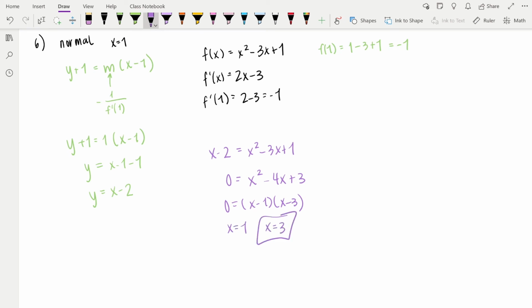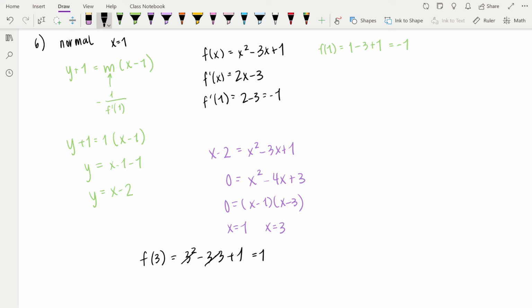This is the other place it crosses the curve. We double check the instructions to see whether I need to also find the y coordinate or whether this is enough. It says find the coordinates, plural, so I do need to find the y coordinate. So going forward, I need to find what is the y coordinate when the x equals 3. This is 3 squared minus 3 times 3 plus 1. These cancel, and it equals 1.